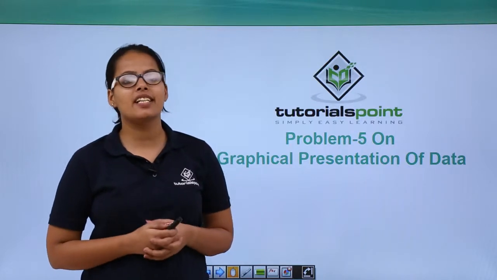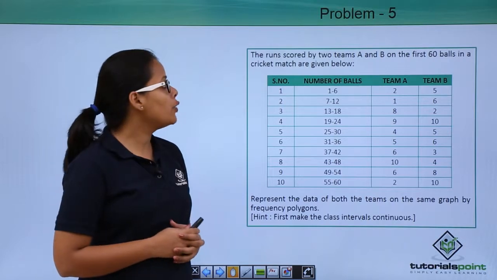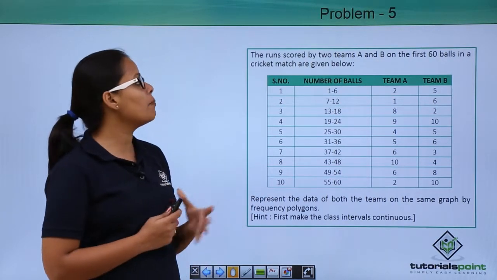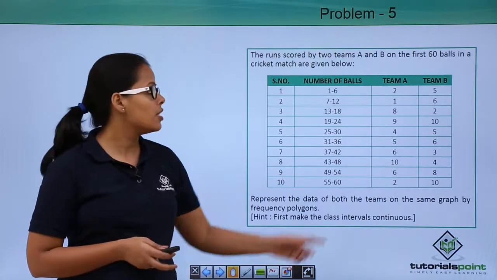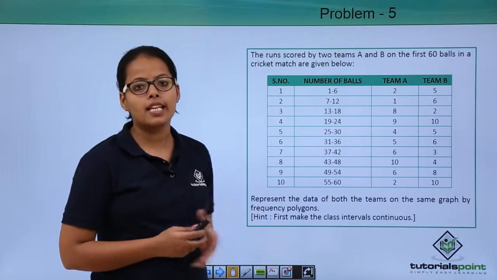Hello guys, let's discuss another problem here. The runs scored by two teams A and B on the first 60 balls in a cricket match are given below. So in a cricket match, of course, there will be two teams, team A and team B. And number of balls, we are playing 60 balls.